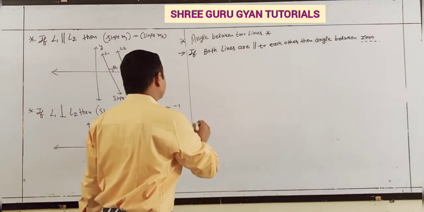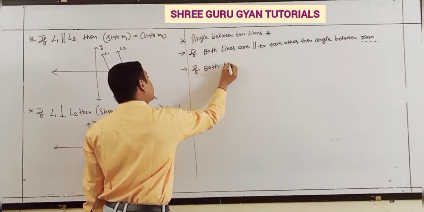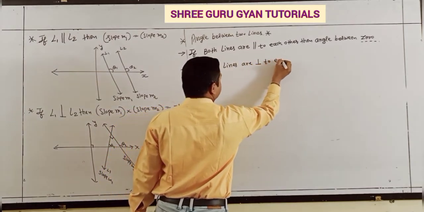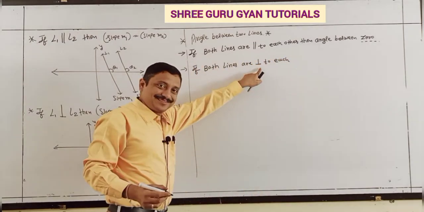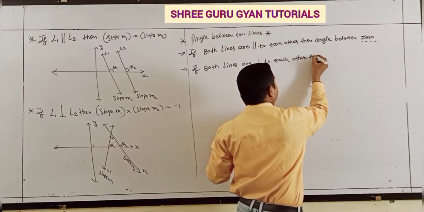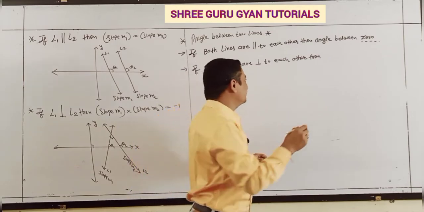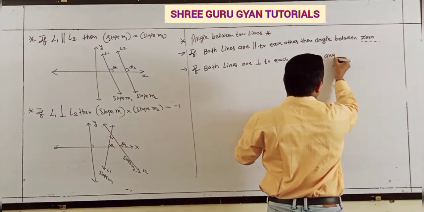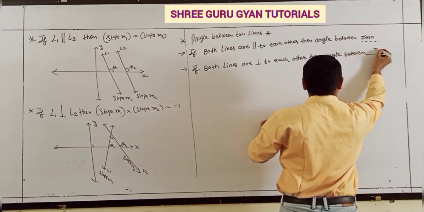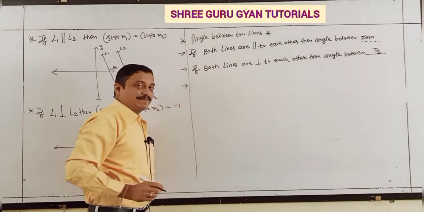Now second, if both lines are perpendicular to each other, this symbol is perpendicular, then the angle between them is always pi by 2. Now the third case and the fourth case are the main ones.